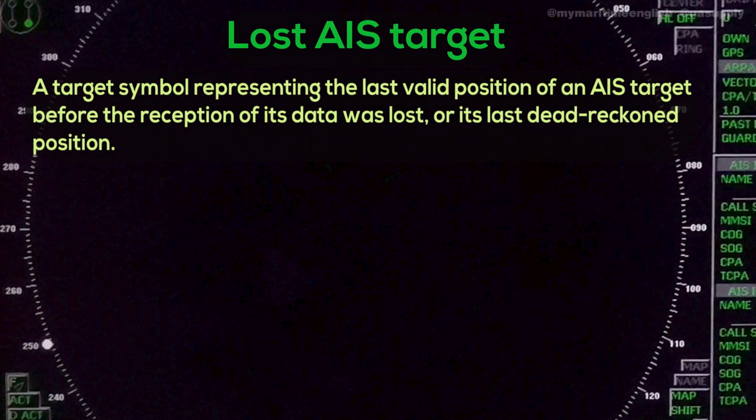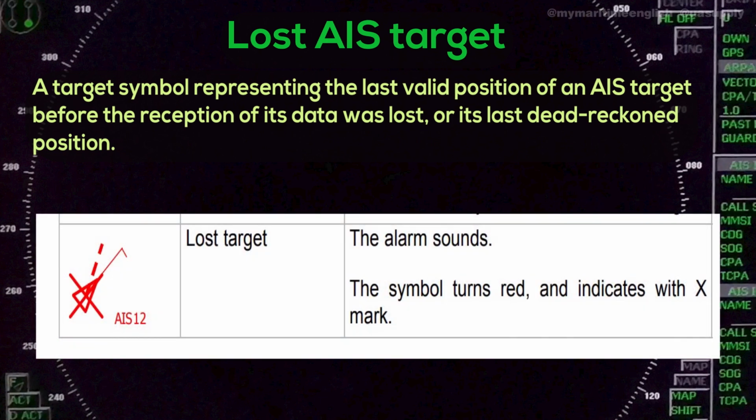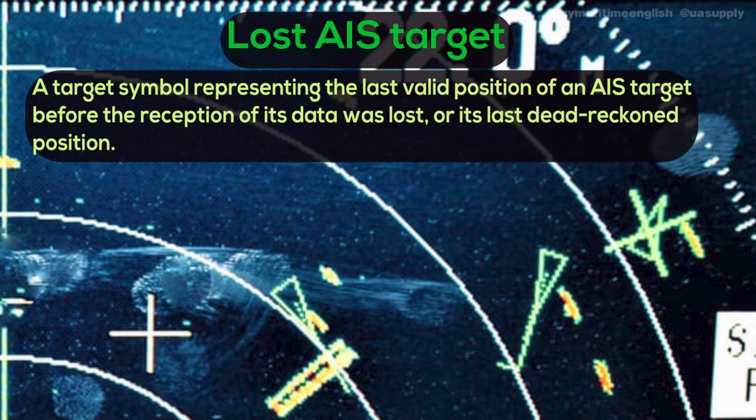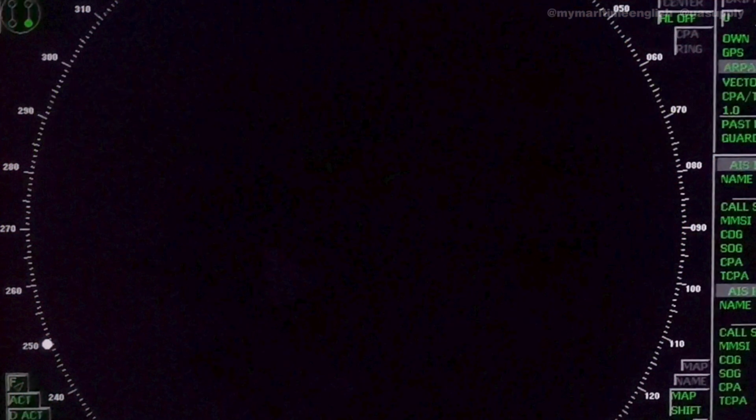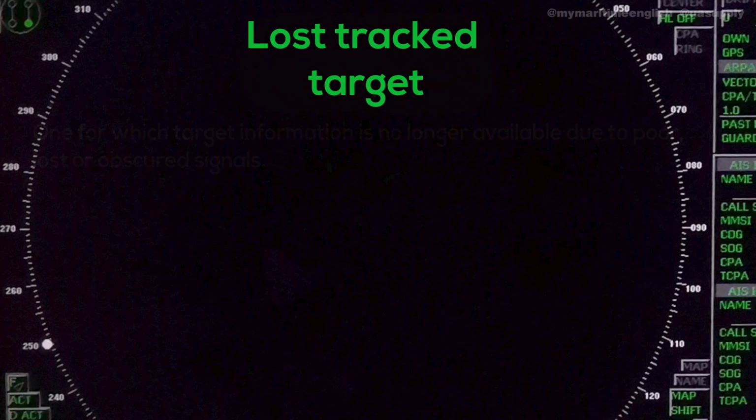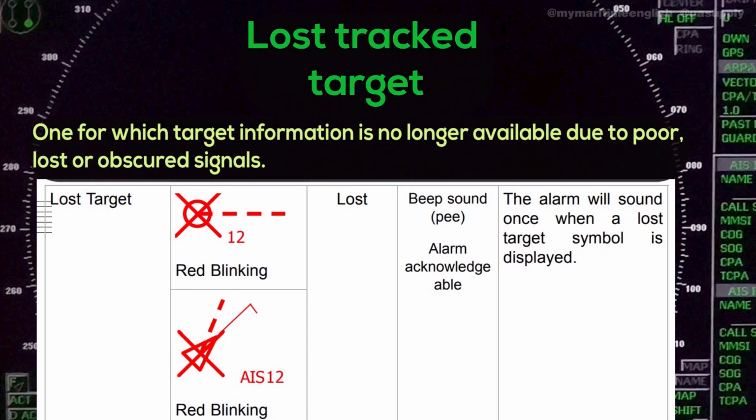Lost AIS target, a target symbol representing the last valid position of an AIS target before the reception of its data was lost, or its last dead reckon position. Lost track target, one for which target information is no longer available due to poor, lost, or obscured signals.